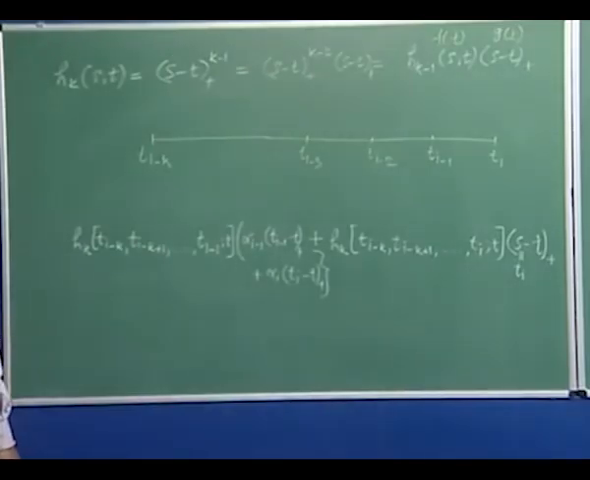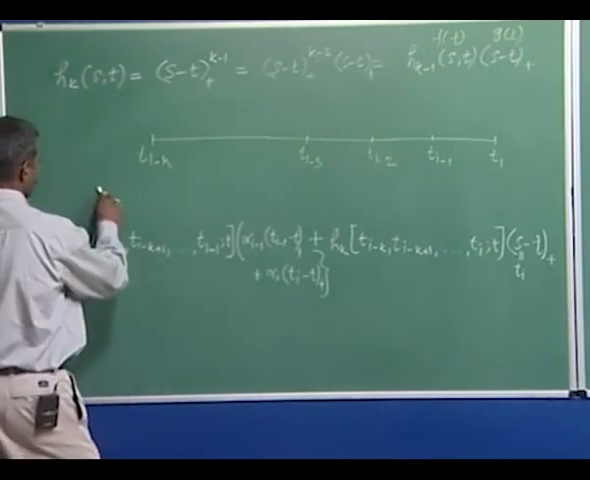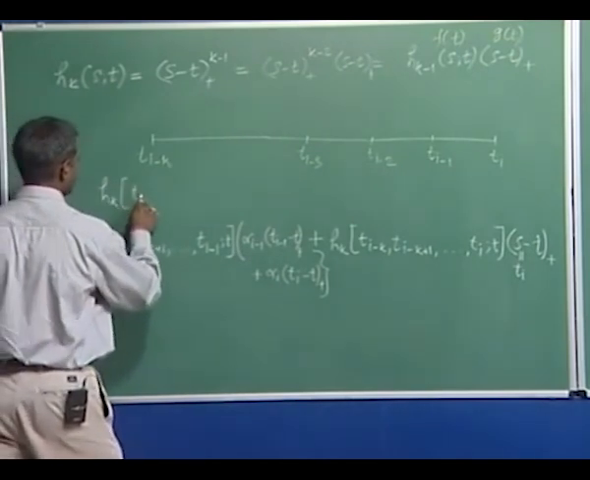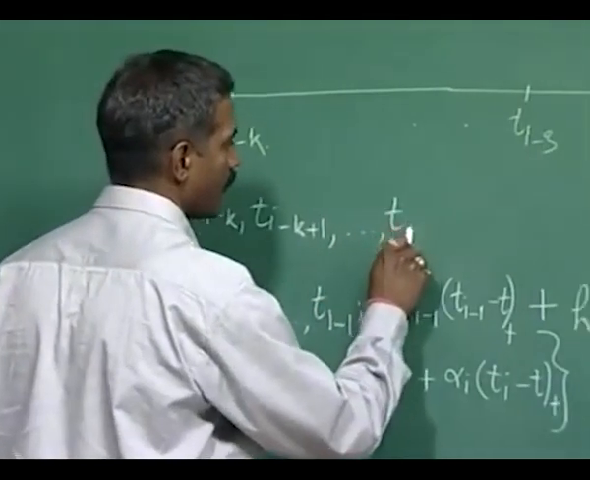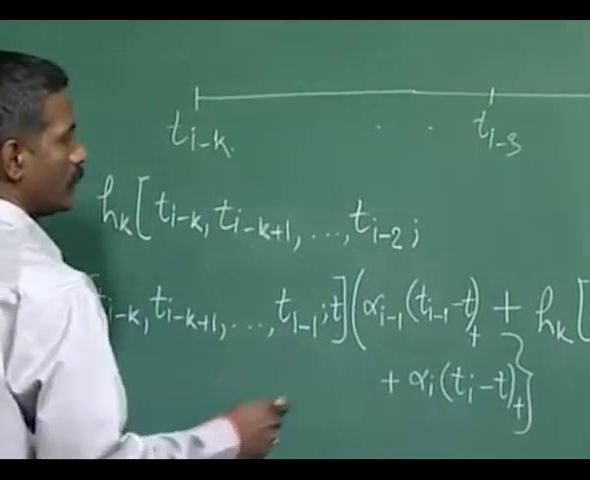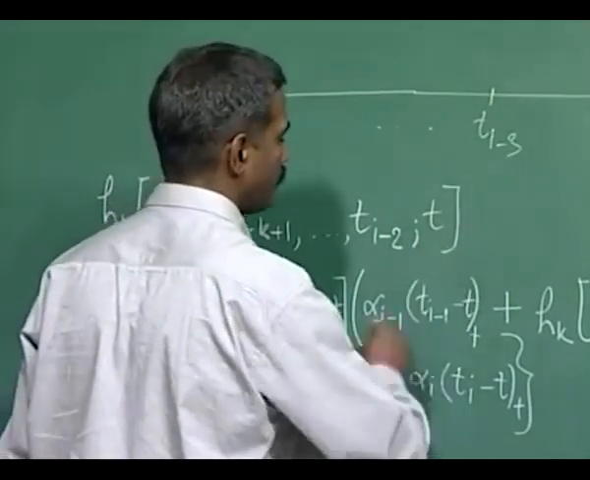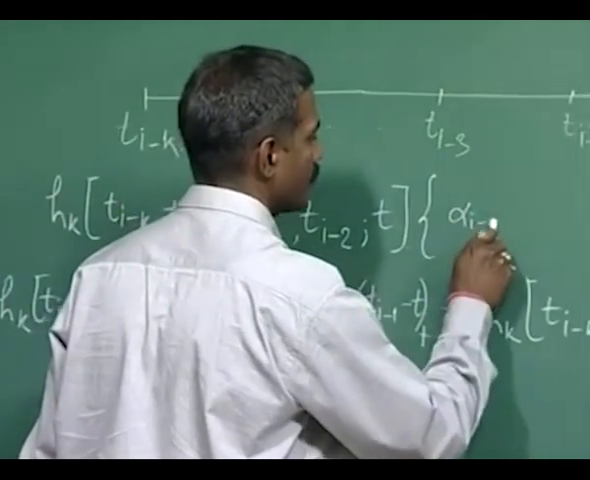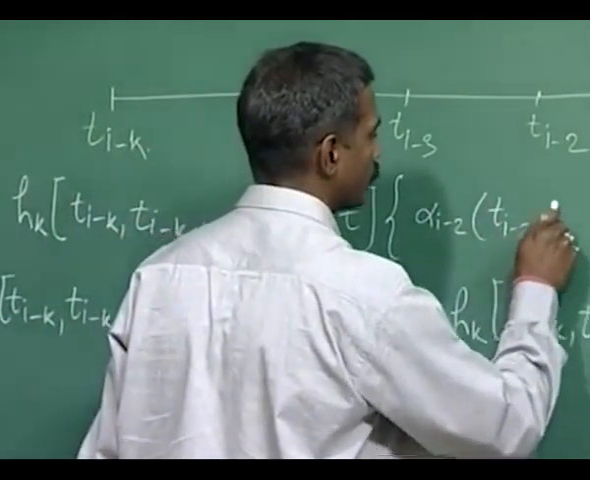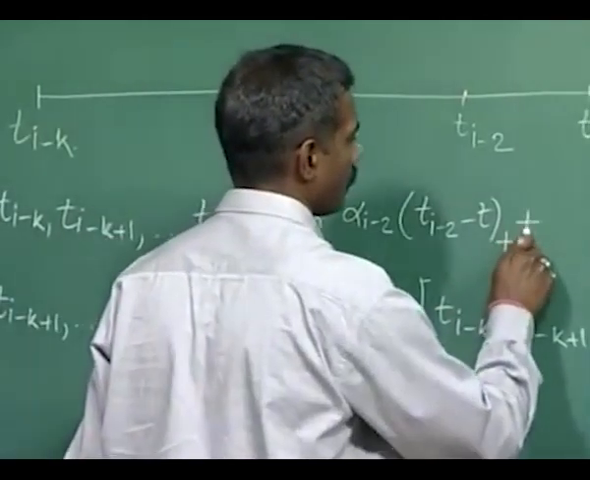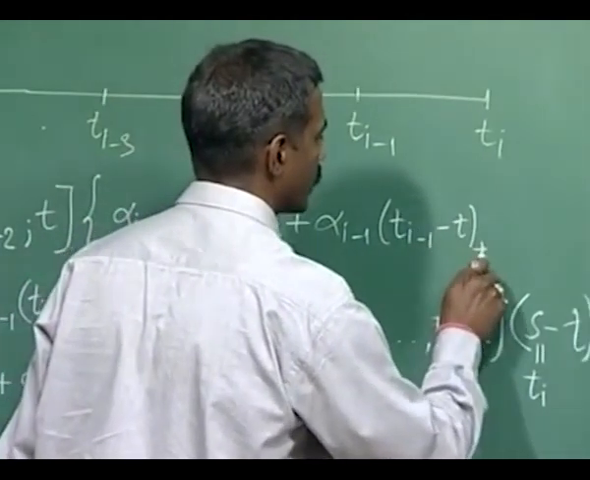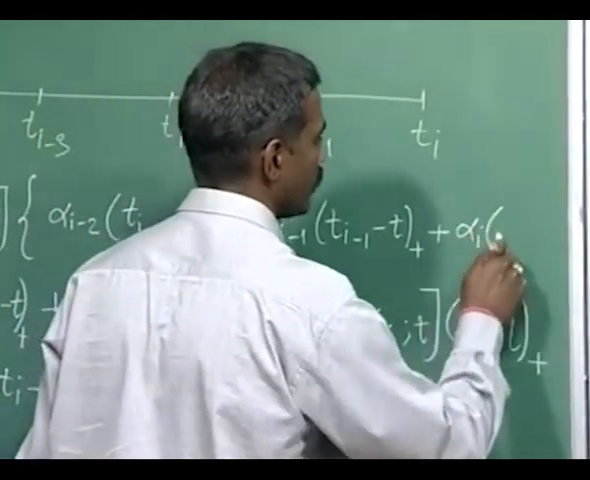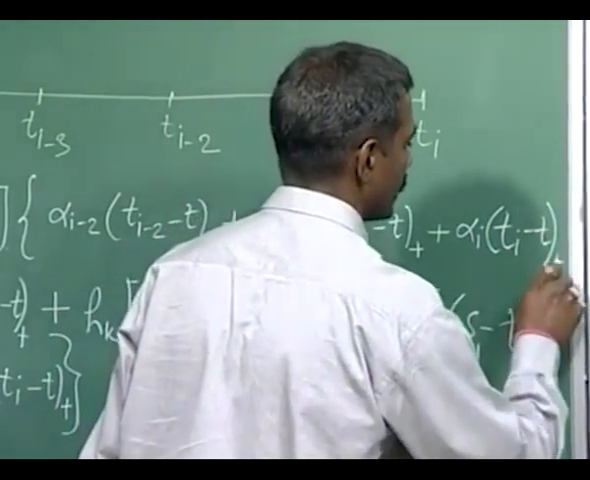And the third term from the right-hand side would correspond to h_k[t_{i-k}, t_{i-k+1}, ..., t_{i-2}; t] times alpha_{i-2}(t_{i-2} - t) truncated plus alpha_{i-1}(t_{i-1} - t) truncated plus alpha_i(t_i - t) truncated.